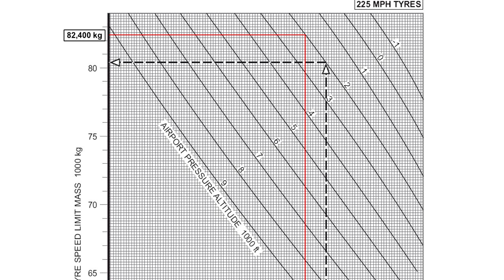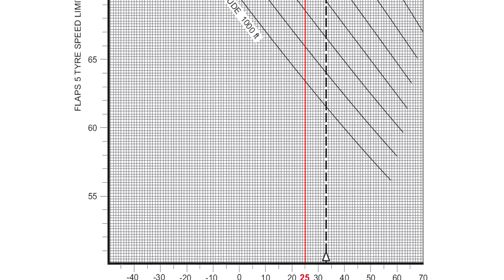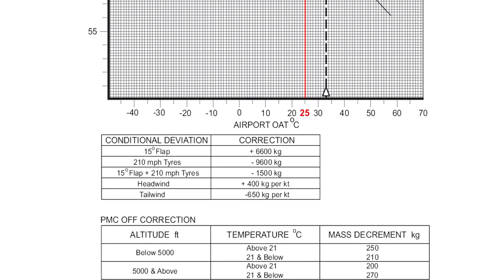So lastly, ensure there are no corrections to be made to this mass. These corrections are listed in two tables at the bottom of the graph, shown here. The first table makes corrections to the tyre speed limit mass for 15 degrees flaps, for lower tyre speed ratings, and for headwinds and tailwinds. In our example, we will assume 15 degrees flaps, which increases the tyre speed limit by 6,600 kilograms.